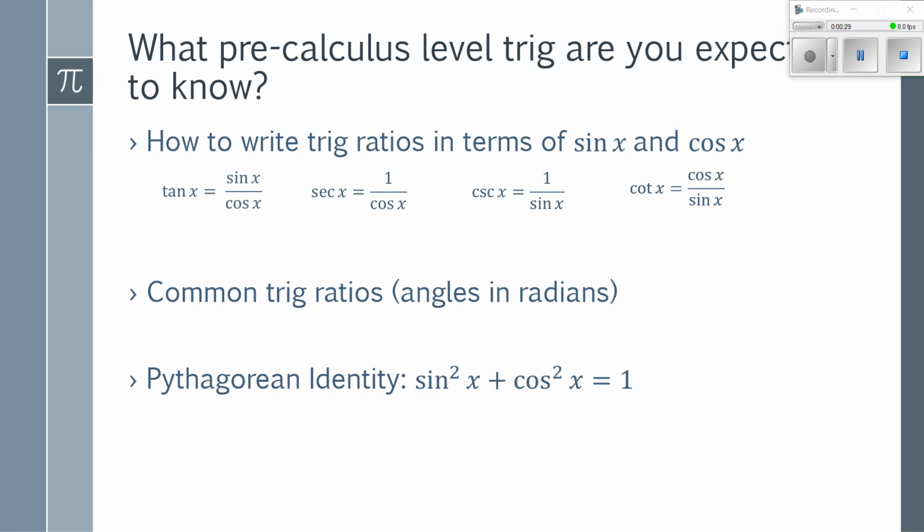So tangent is sine over cosine. Secant is 1 over cosine. Cosecant is 1 over sine. Cotangent's the one that can be a little tricky. We do not want to think of cotangent as 1 over tangent. And the reason for that is tangent is a discontinuous function. Anywhere that cosine is 0, tangent doesn't exist.